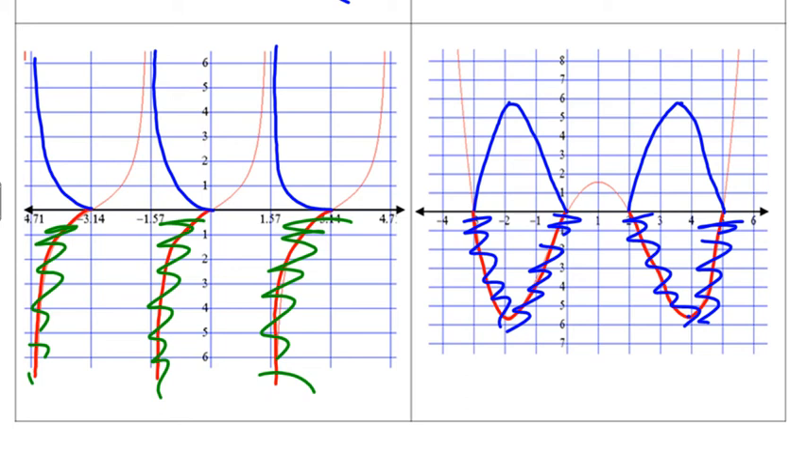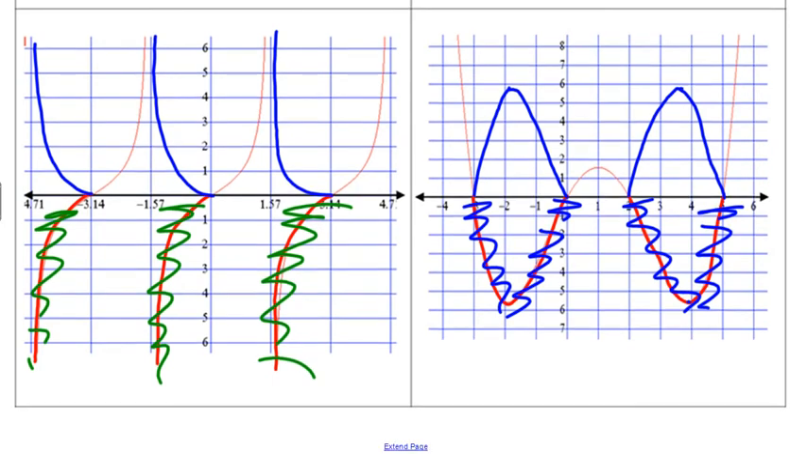Okay, so any questions? So given a graph of a function, you should be able to sketch the graph of the absolute value of that function, right? Given a table of values, which graphs a function, you should be able to sketch the absolute value of that function. Okay, any questions? Seeing none.